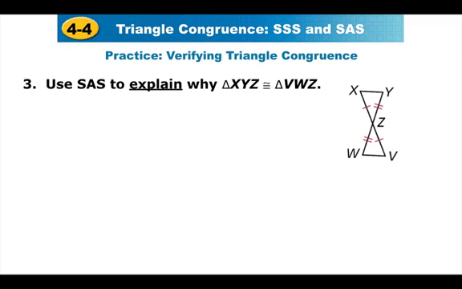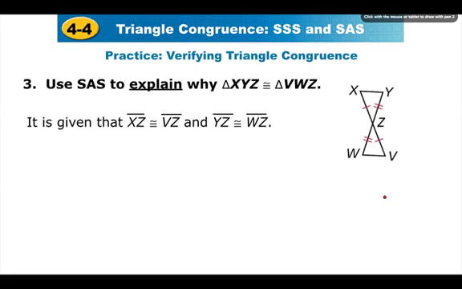We're going to use the given information, and notice by looking at the problem, I know that by the tick marks, I have some sides that are congruent. So since that's given, we can say that it is given that XZ is congruent to VZ, and in the same manner, these two sides are congruent.